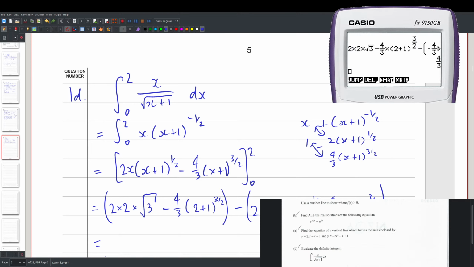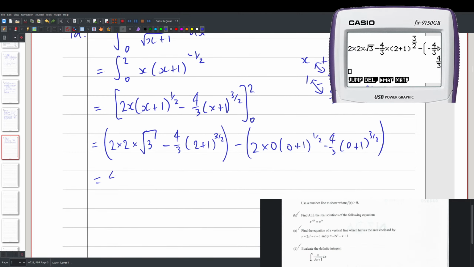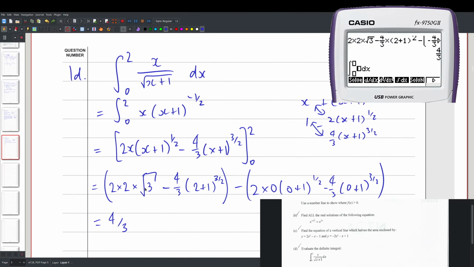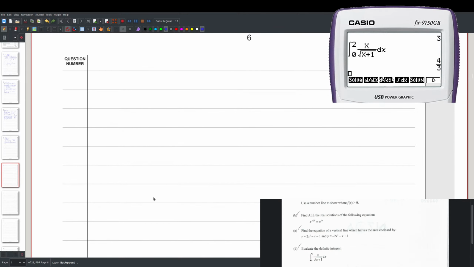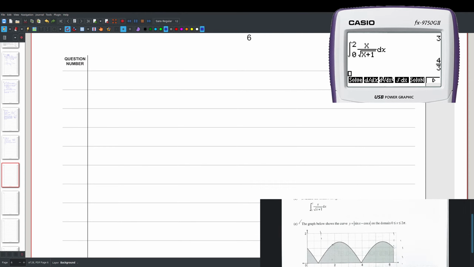Alright, and this is why graphics calculators are OP, right? Watch this. You can literally check your answer. So you go math, then option, calc, integral. Integral of x on root x plus 1 from 0 to 2. And you get 4 on 3, so you know you did it right. Well, you don't know you did it right. Maybe you did it wrong, but you still got the right answer. But at least you got the right answer, right?